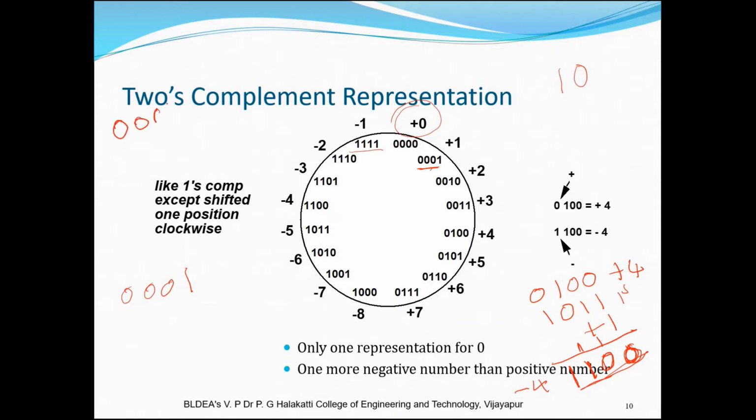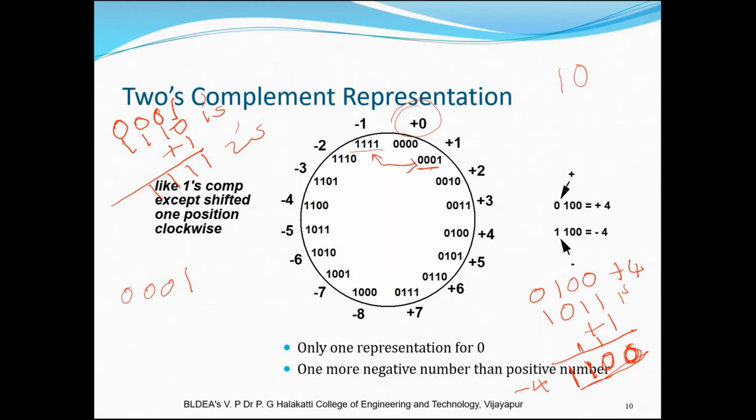So this is 1. Its complement will be 1, 1, 0. This is 1's complement. To get a 2's complement, I have to just add 1 to it, which will give me 1,111, which is 2's complement representation of 1. So that is nothing but this.